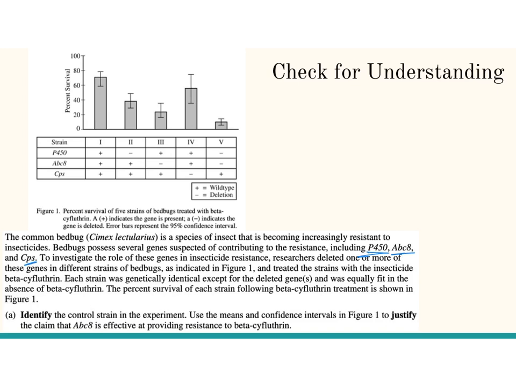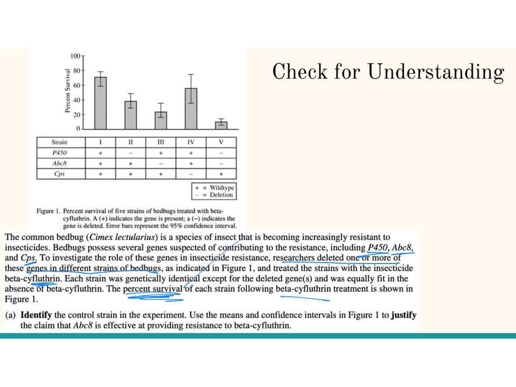To investigate the role of these genes in insecticide resistance, researchers deleted 1 or more of these genes in different strains of bedbugs, as indicated in figure 1, and treated the strains with the insecticide beta-cyfluthrin. Each strain was genetically identical except for the deleted genes and was equally fit in the absence of beta-cyfluthrin. The percent survival of each strain following beta-cyfluthrin treatment is shown in figure 1.